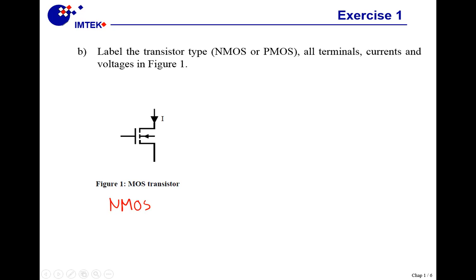The next part of the question is to label all terminals. It's very similar to the cross-sectional form. This one is going to be your gate. Because our current is flowing in this direction, we're going to consider this one our source and this one our drain. If the current was flowing in the opposite direction, then you can consider that this one is your source and this one is your drain. And finally, you have the bulk connection here.